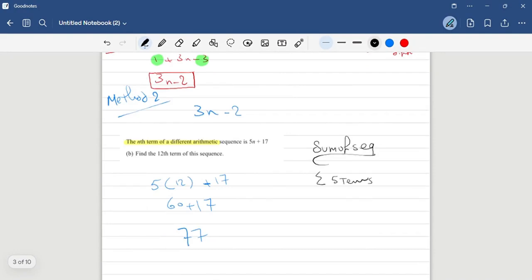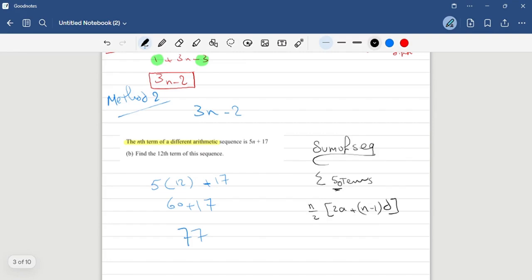The first option is to identify the first 5 terms and add them together, which is easier if he asks me for the first 5. But what if he asks me about the first 50 terms? In this case, I use the second option. Of course, the summation is n over 2, all multiplied by 2a plus n minus 1, all multiplied by d.